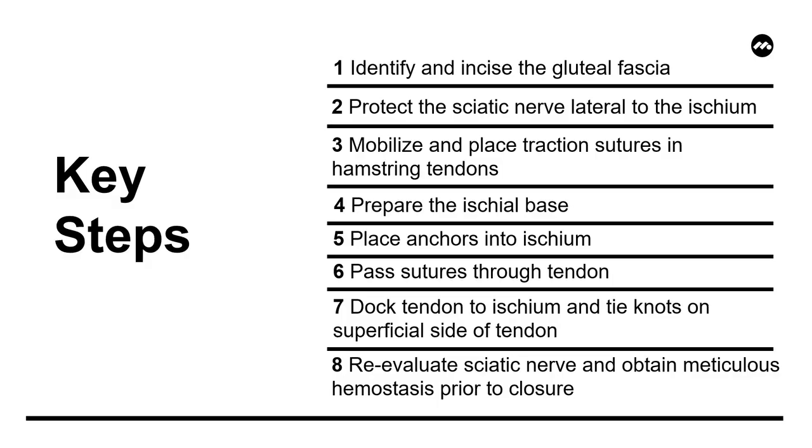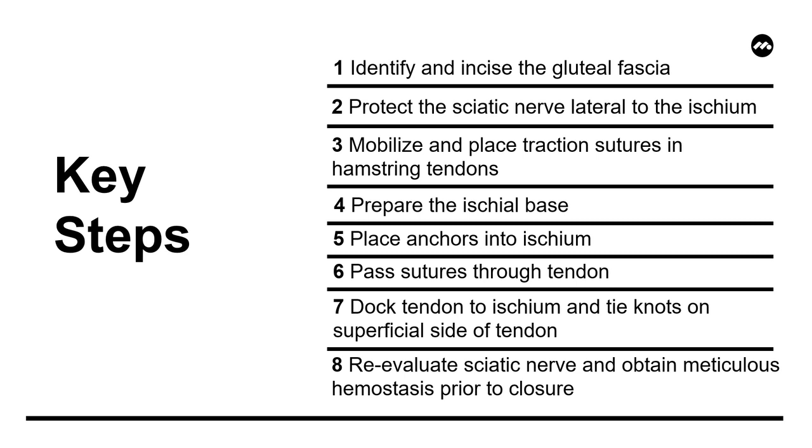The key steps from the procedure are listed here. The gluteal fascia should be incised and may be tagged per surgeon preference for later closure. The sciatic nerve should be protected throughout the case. The tendon is mobilized and held with traction sutures. Thereafter, the ischium is prepped, anchors are placed, and sutures are passed through the tendon.